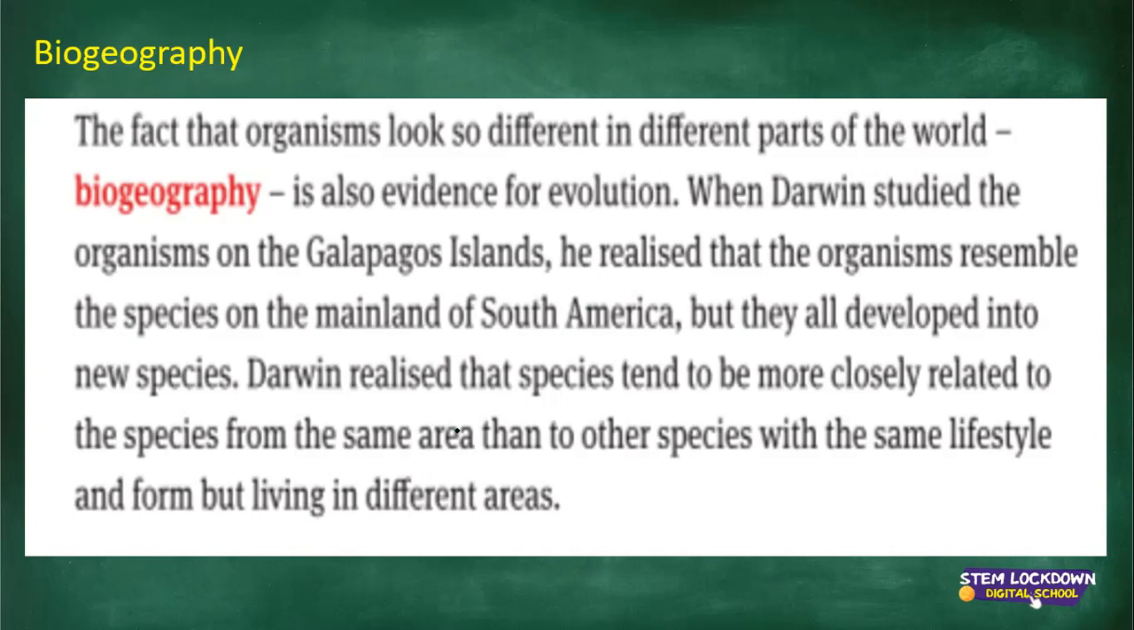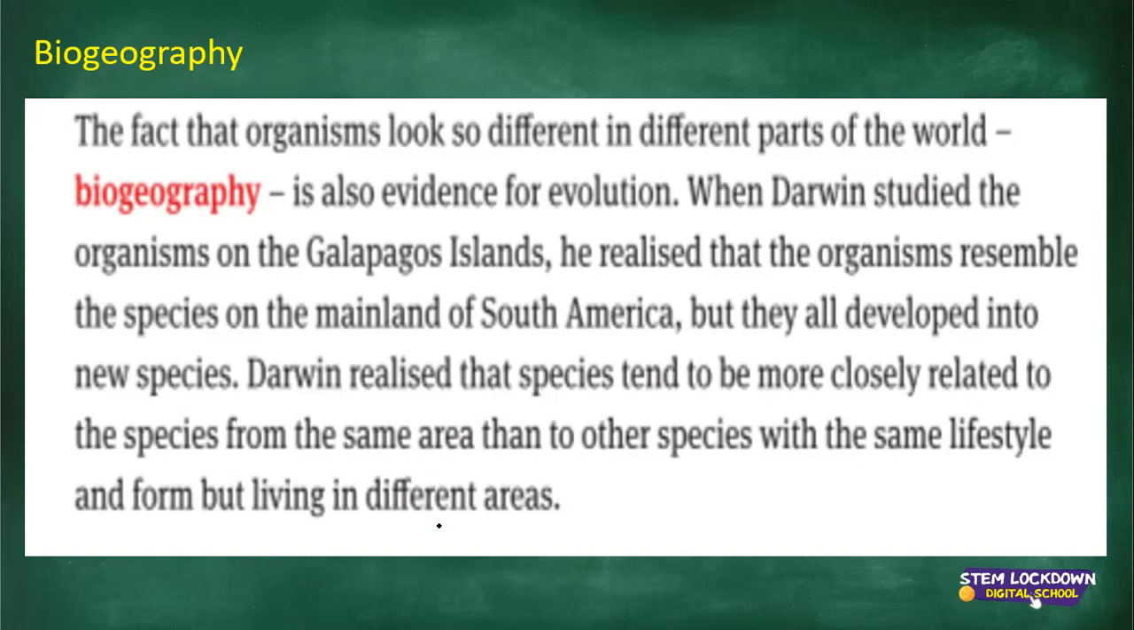So yes, you will see some resemblances if you were to go to a different part of the world than where we are right now. You'd see species that resemble the ones we have, but somehow they're not really the same. It resembles it, but it's quite different in how it developed, and it has probably become a new species on the other side. Then Darwin realized that species tend to be more closely related to the species from the same area than to other species with the same lifestyle and form, but living in different areas.